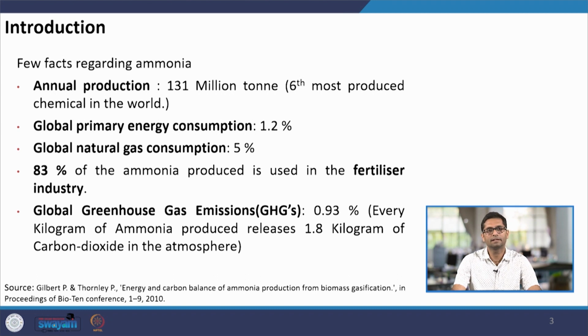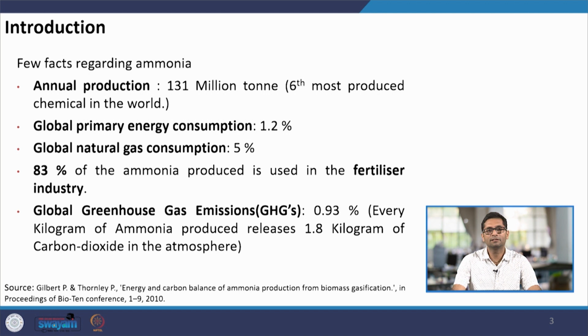So, the first case study that we would focus on is the production of ammonia from biomass. So, why ammonia? The first question might arise. Now, ammonia is one of the largest chemicals that is manufactured across the world. And where is it utilized? Well, a lot of the fertilizer industry, the urea or the diammonium phosphate that you use for farming purposes, is using ammonia as a precursor.